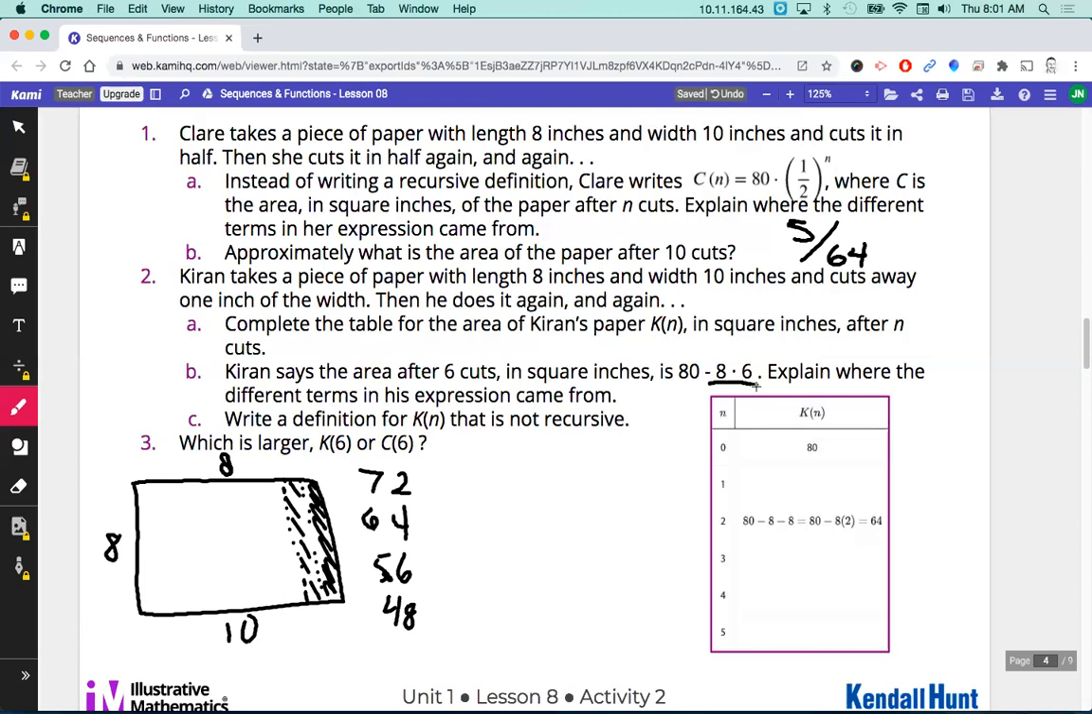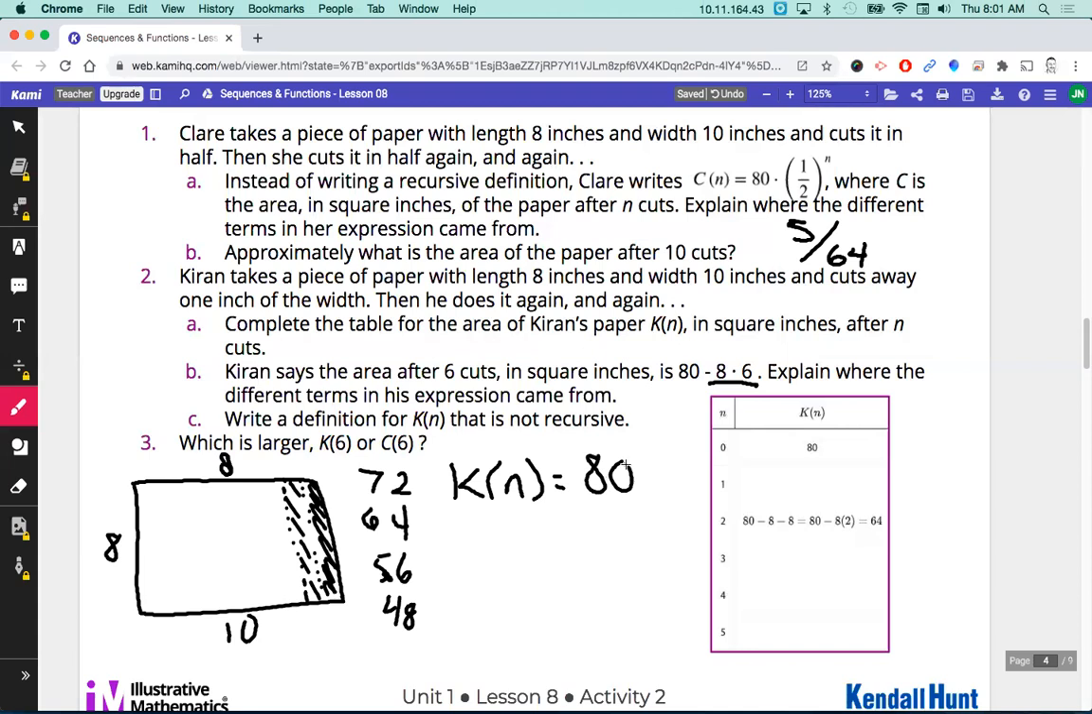Write a definition K of n that is not recursive, right? So I want to do an n term. I want to do a term where it's just n. So what I'm going to do is I'm going to say, all right, K of n equals, now you always need to make sure you've got your starting value in there. Now in this case, we're starting with 80.